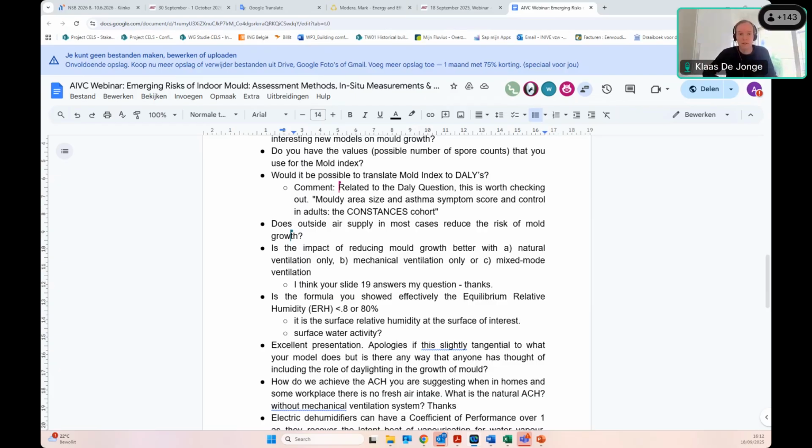Yeah, and we need epidemiological data that we can link. And then we need, of course, data to the DALYs. Yeah, definitely. You see, you reduce and increase the ventilation rate. Does outside air supply in most cases reduce the risk of mold growth?